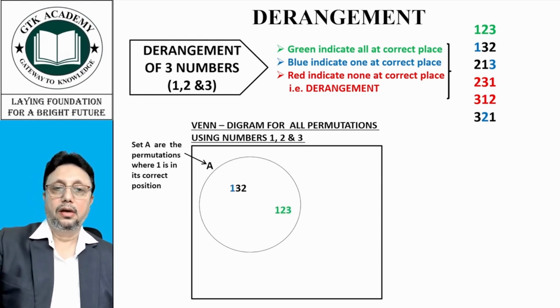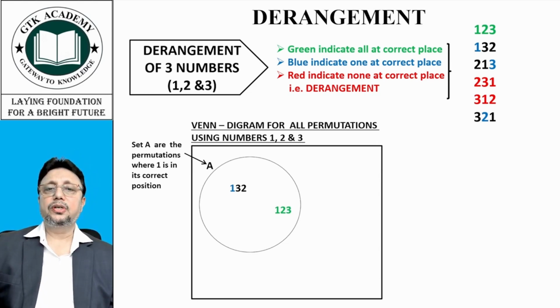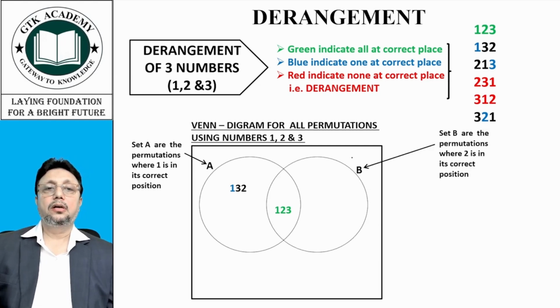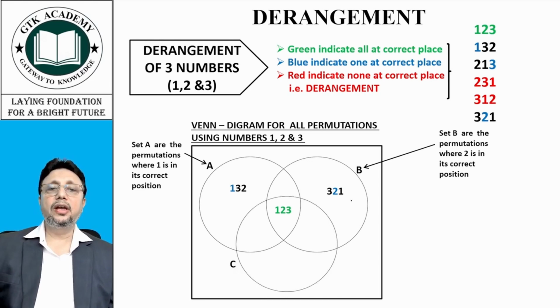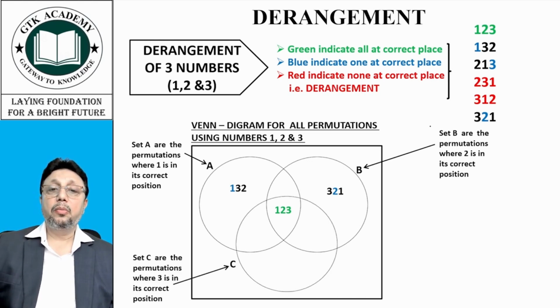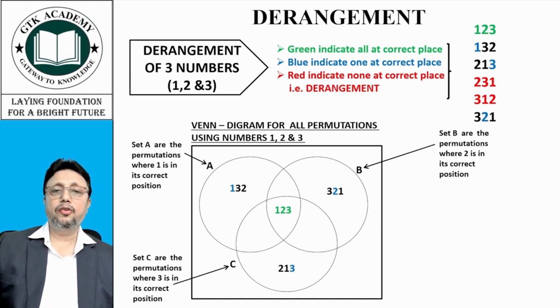Right. Then B is the set of permutation where 2 is at its correct place. One element is already there, which is shown in intersection. The other is 3, 2, 1. C, where 3 is in its correct place. So it will be 2, 1, 3. So now how many elements? 1, 2, 3, 4. There is nothing common here, so we'll just modify our figure. Now it looks better.